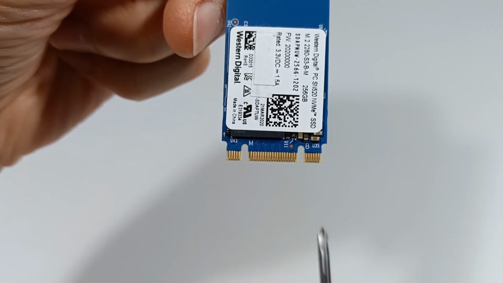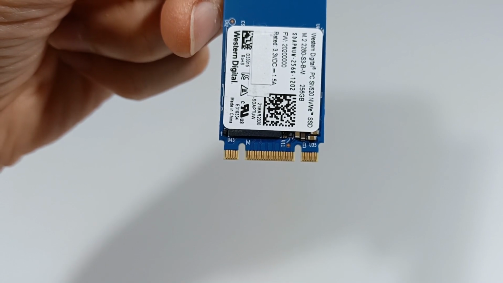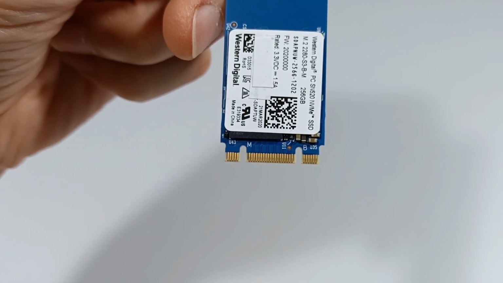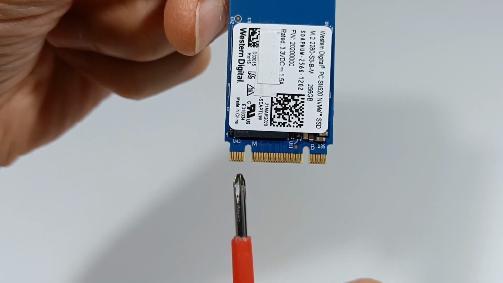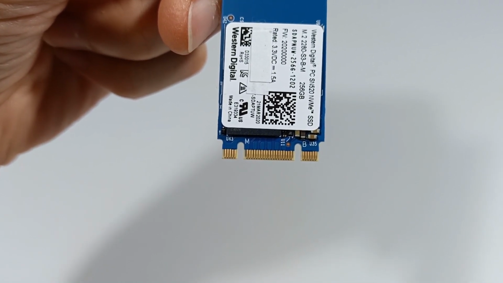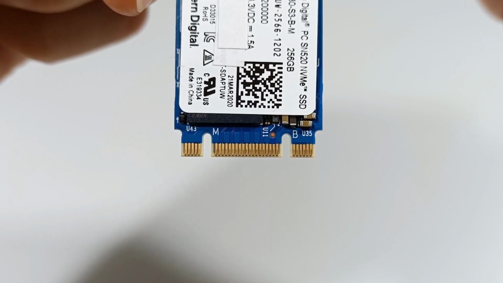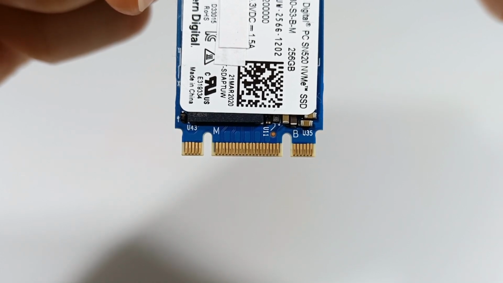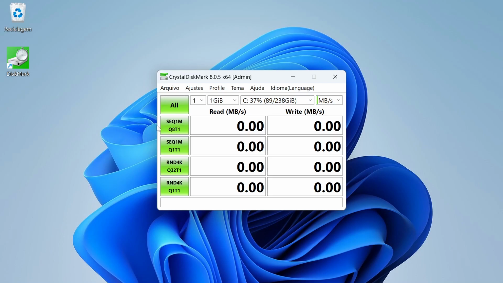The SSD M.2 B connection uses the computer's SATA interface, which can reach a maximum speed of 500 MB per second, but the M.2 M connection uses the computer's PCI Express interface, which can reach speeds between 1500 and 7000 MB per second. I'm going to do the test under the best conditions to see what is the maximum possible speed.